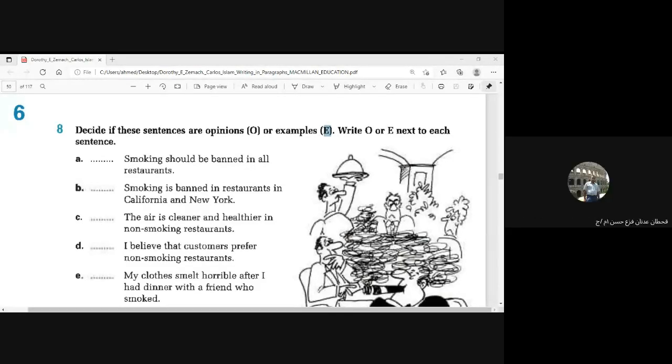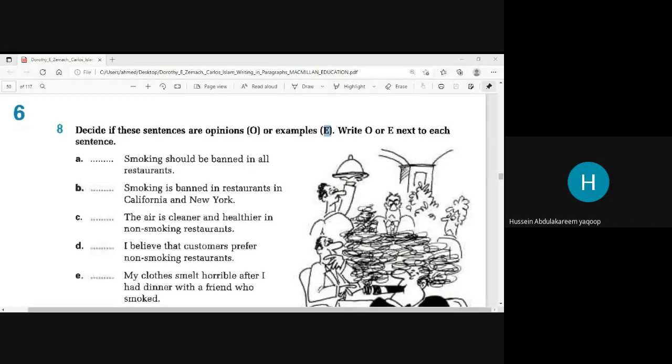C. The air is cleaner and healthier in non-smoking restaurants. It's an opinion. This is an opinion, but it is based on a fact. It is not an example. It is a fact, doctor. It is a fact, but we are not comparing now. It is based on a fact and gives an opinion. Yes, it's an opinion, not an example. Exactly, that's right.